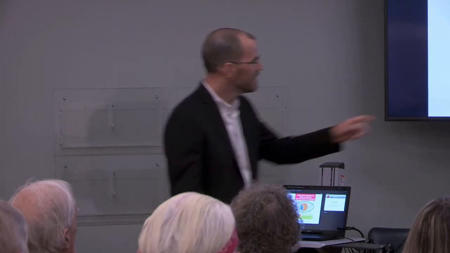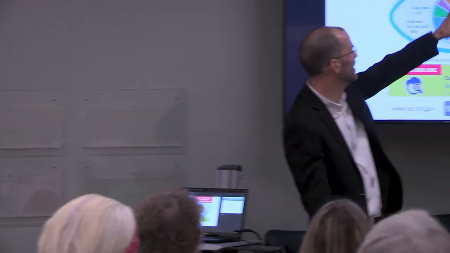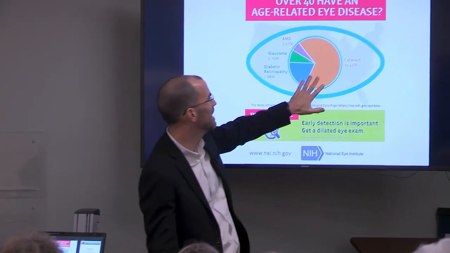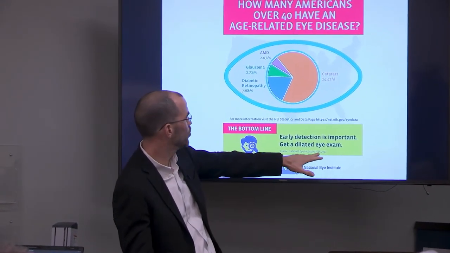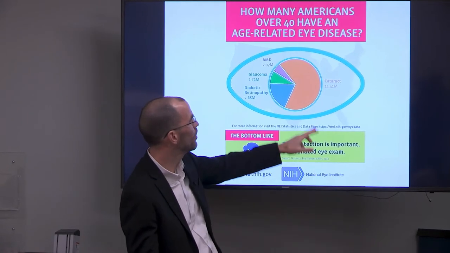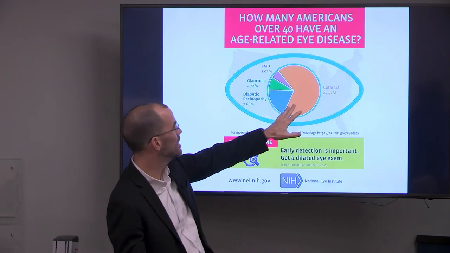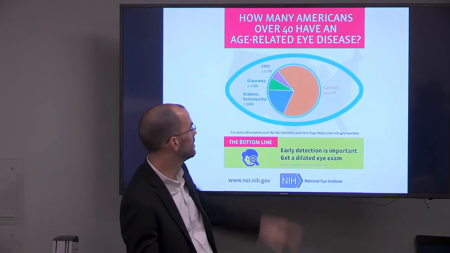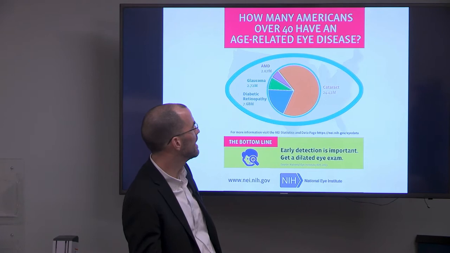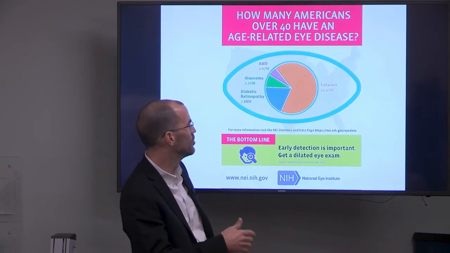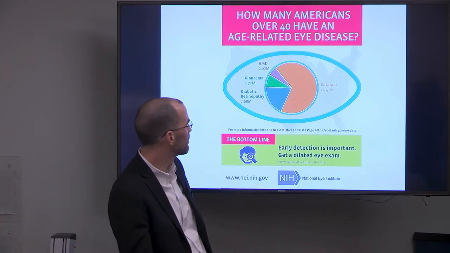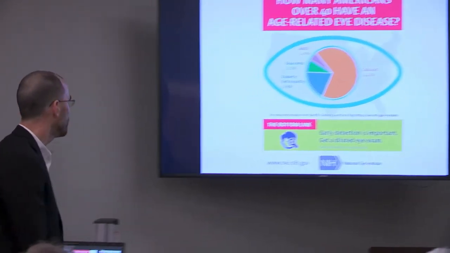Cataract, as you can see on this pie chart, is disproportionately represented. As of 2013, again a few years ago now, there were close to 25 million people estimated in the US with cataract. And that number is expected in the coming decades to double. To put things in perspective, on a global scale, worldwide, there are scores more with cataract.